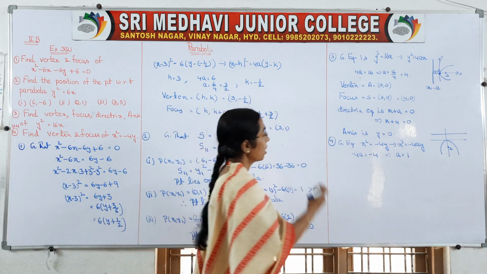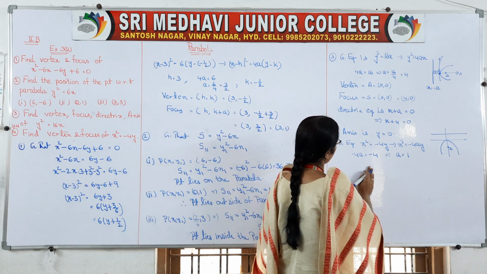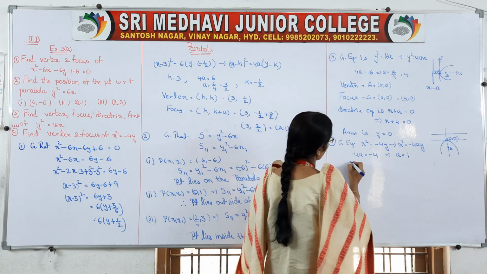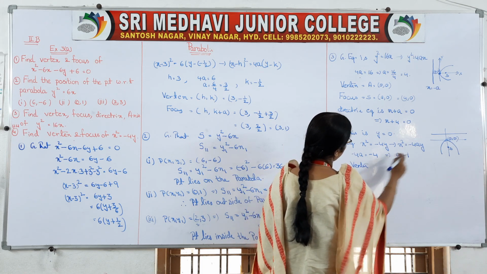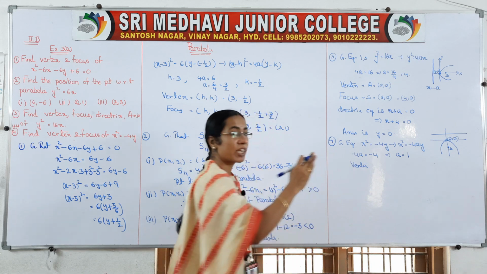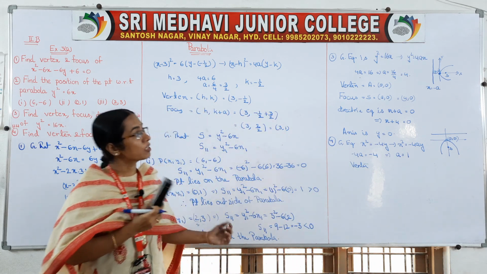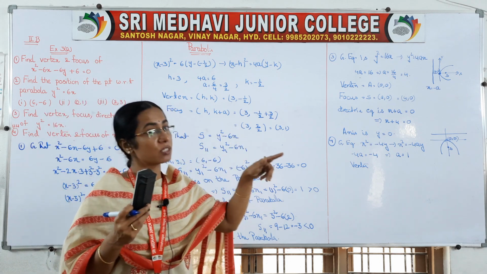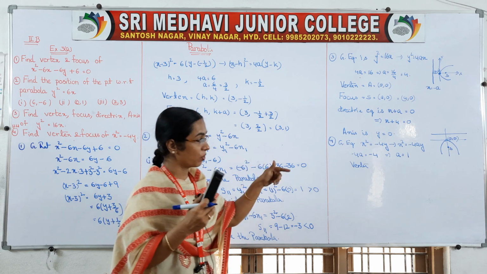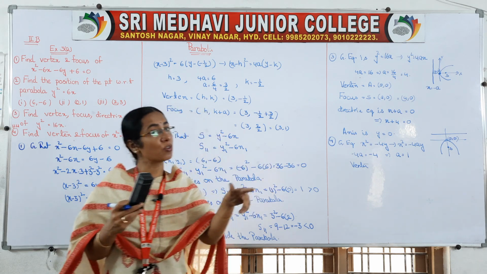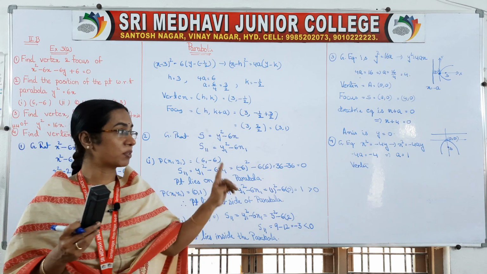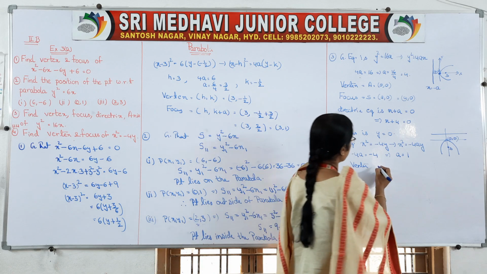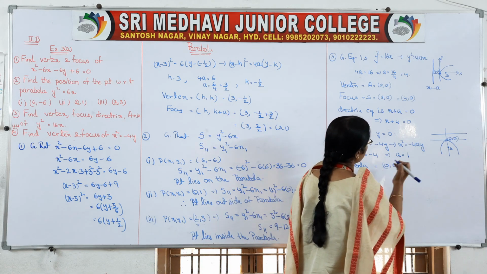Okay, so what is the vertex for this? Vertex is 0, 0 only, right? Whenever it is x square is equal to minus 4ay, among the first 4 types, y square is equal to 4ax, y square is equal to minus 4ax, x square is equal to 4ay, x square is equal to minus 4ay, in all these 4 forms the vertex is 0, 0 only. So vertex is equal to 0 comma 0.